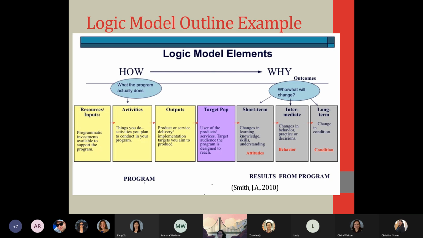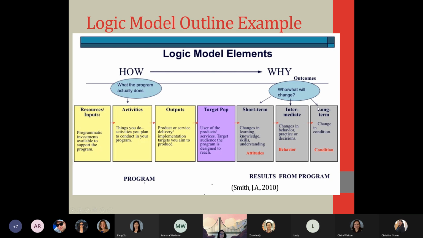things of that nature. So for activities, these are the things you do, activities that you plan to conduct in your program. So they're sometimes also referred to as processes, methods, or strategies. Outputs, again, are the measurable projected results of your program, and they lead to your desired outcomes. And I like how they show how all of this impacts the target population, right? Because they're the user of the products or services. So that they're the target audience that your program is designed to reach.